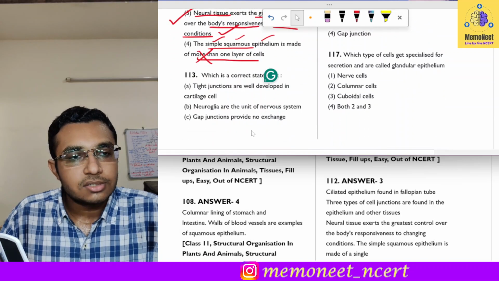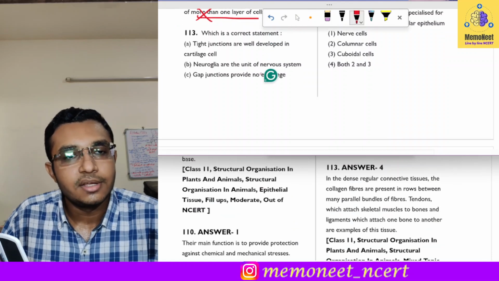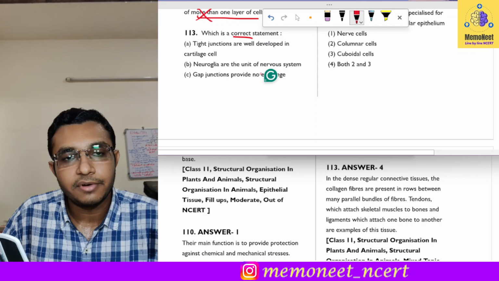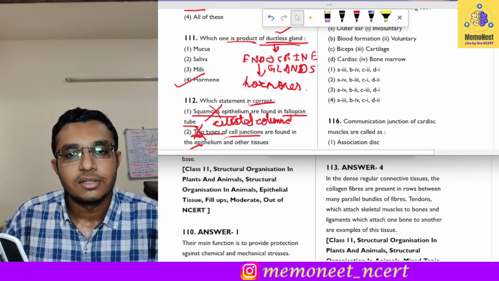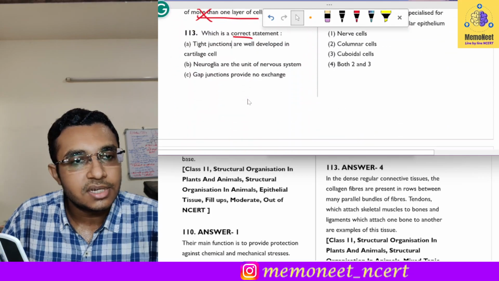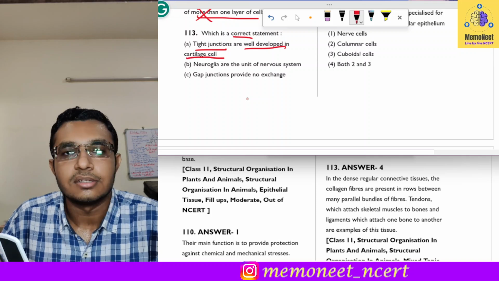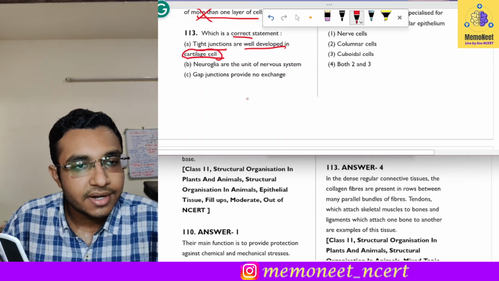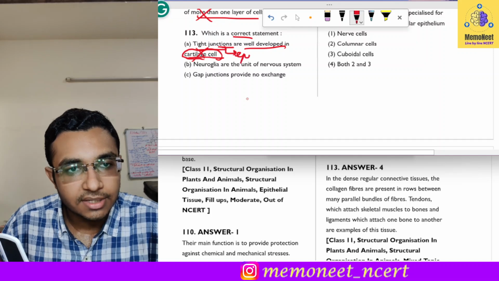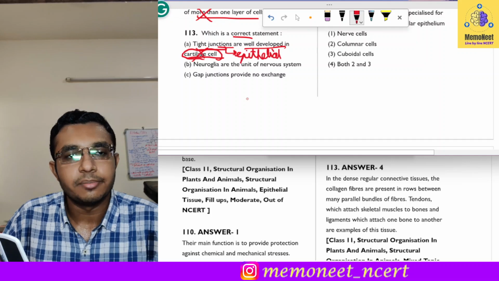Moving on to the next question, that is question number 113. It states which is a correct statement. Among the following statements we have to identify which of them is correct. The first statement is the tight junctions are well developed in cartilage cells. Does the cartilage cell contain tight junctions? No, the tight junctions are well developed in the epithelial cells. So this statement is incorrect.